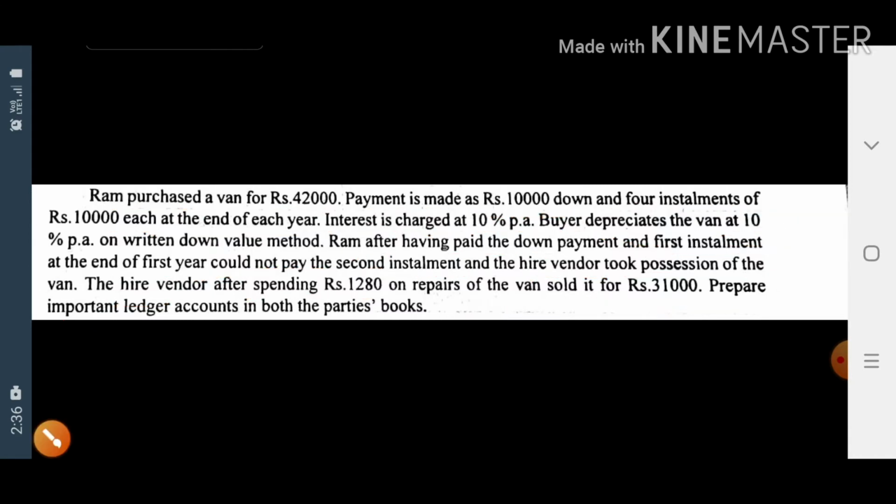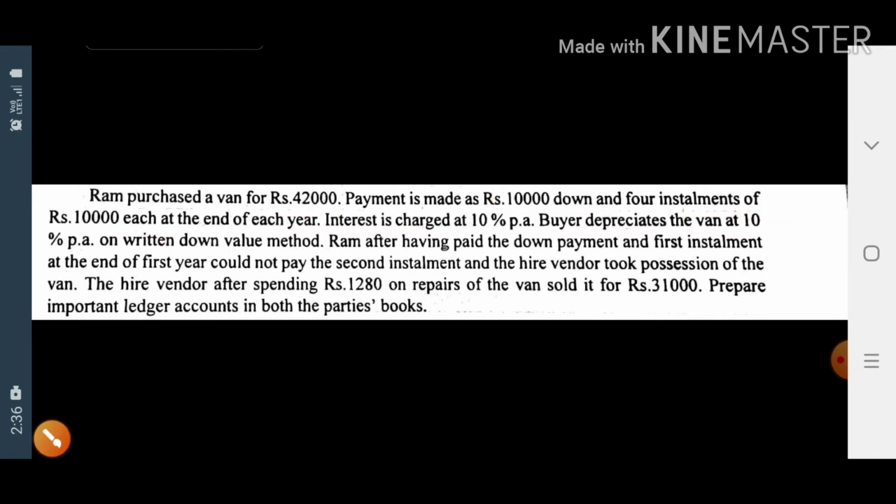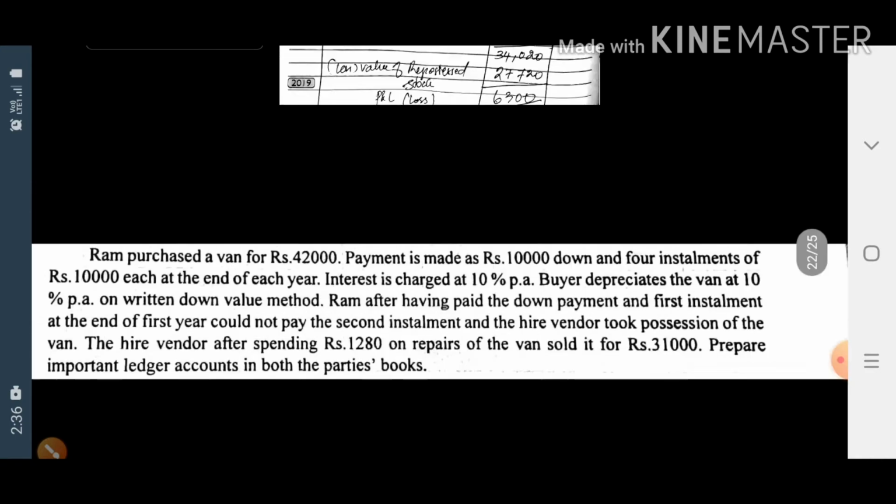Now you all know that the first calculation is interest calculation. Let us proceed with the interest calculation. For interest calculation, we need the cash price, that is 42,000, down payment 10,000, 4 installments of 10,000 each, and rate of interest 10% per annum. These are the required things to calculate the interest. Let us go and prepare the interest calculation.